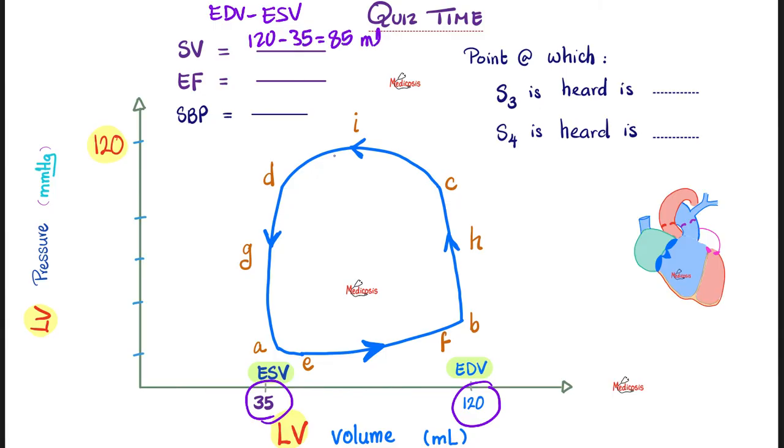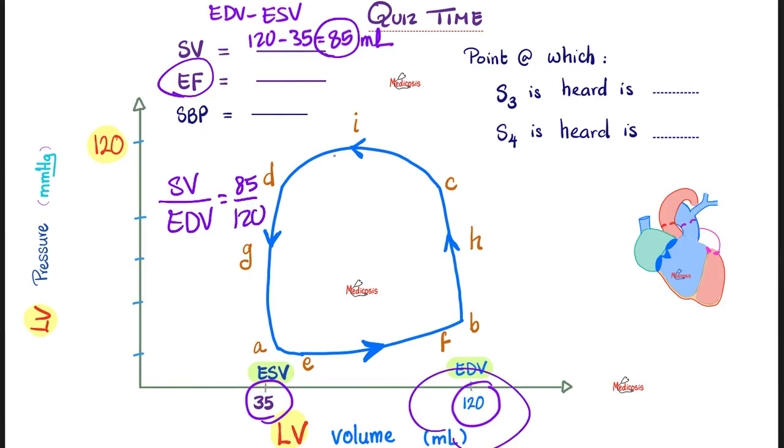85 what? Milliliters. Next, ejection fraction. Ejection fraction is what? Stroke volume, I just got that, over end diastolic volume. My stroke volume is 85, my end diastolic volume is 120, which gives me something akin to 71%. That is some robust ejection fraction, I can tell you that. Systolic blood pressure, i.e. blood pressure in big arteries during systole, the highest number of course, which is 120 millimeters of mercury. The point at which S3 is heard.